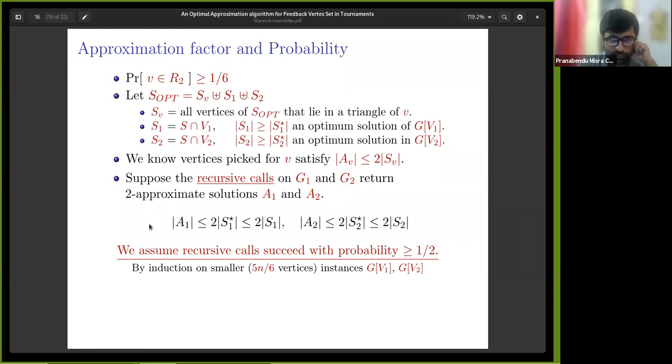So what we are going to assume in our analysis is that these two recursive calls that we make are made on two graphs which have at most 5n/6 vertices. And we're going to assume that these recursive calls succeed with probability half. So this is something we will essentially prove by induction, right? So the induction hypothesis says that if you're looking at smaller graphs, then on those graphs, our algorithm succeeds with probability half and outputs a two approximate solution. And using this fact, we are going to prove that the algorithm actually finds a two approximate solution for the current graph, and that happens with probability half. So if we show this, then we are done, right?